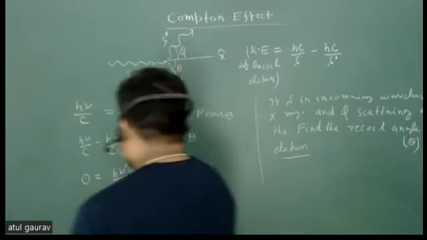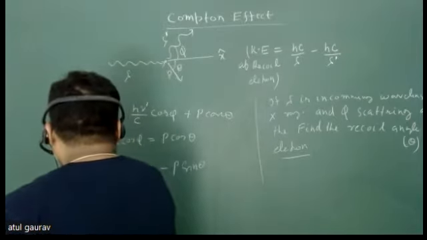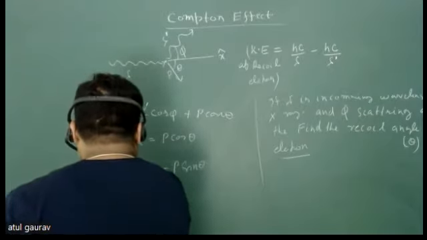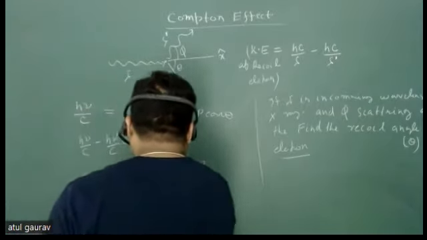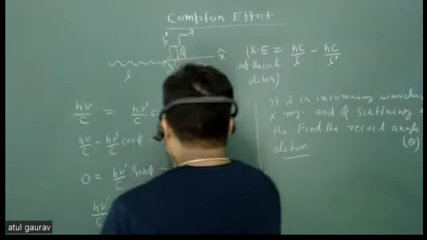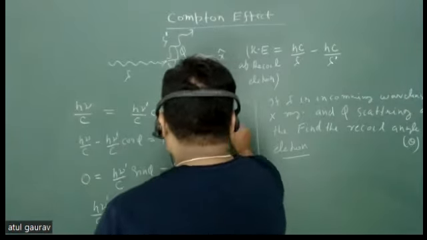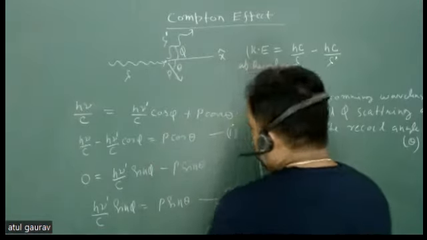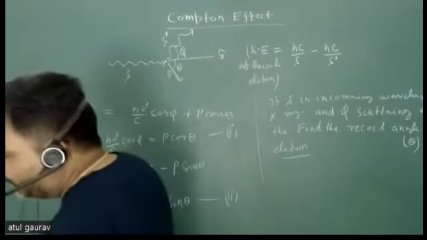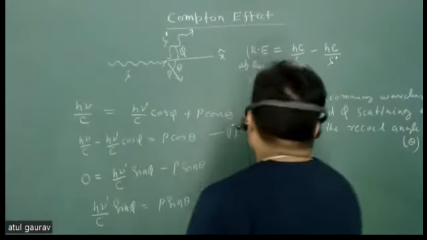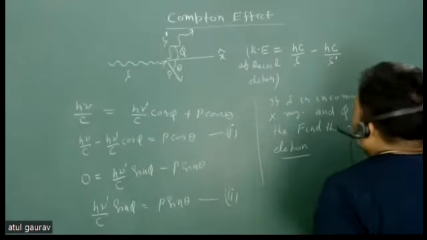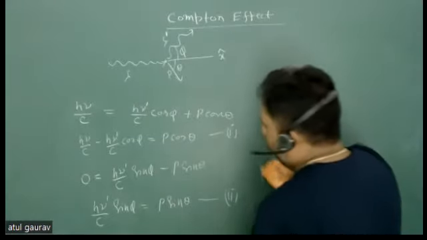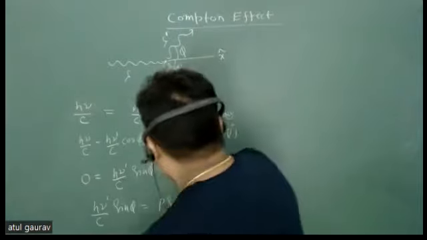We can write h nu dash upon c sin phi is equal to p sin theta. So this is my equation 1 and this is my equation 2. You can use it as a formula or you can use it as a problem. You can use it in both. Now what will happen if I divide? So here p is unnecessary.